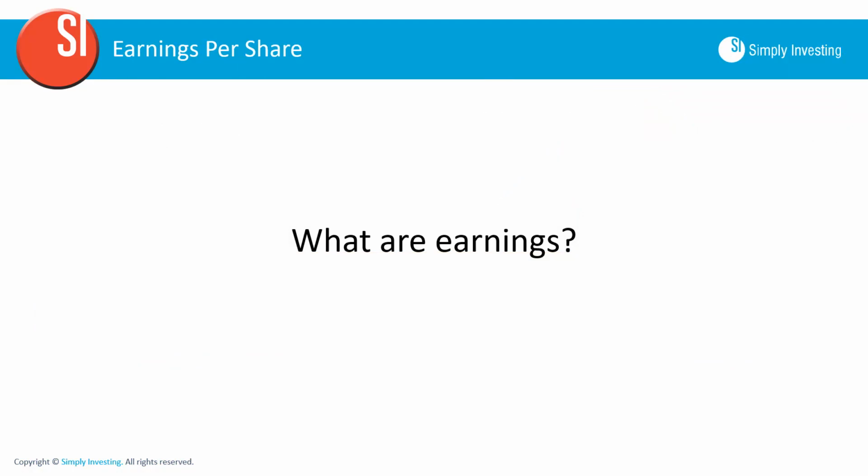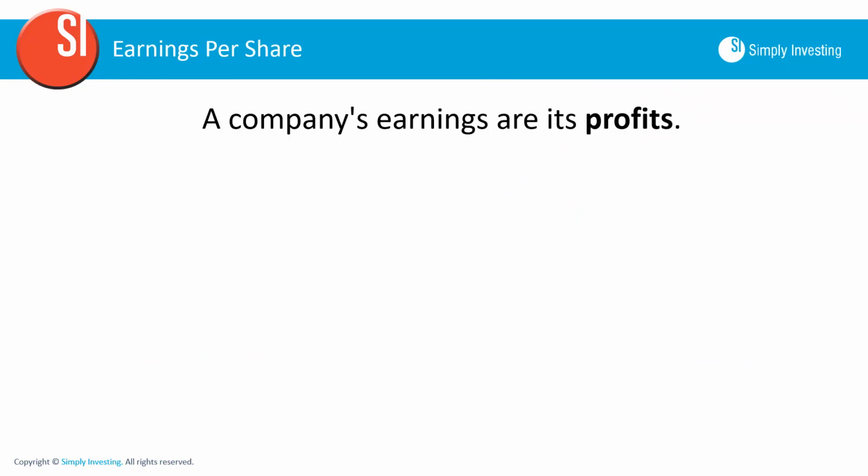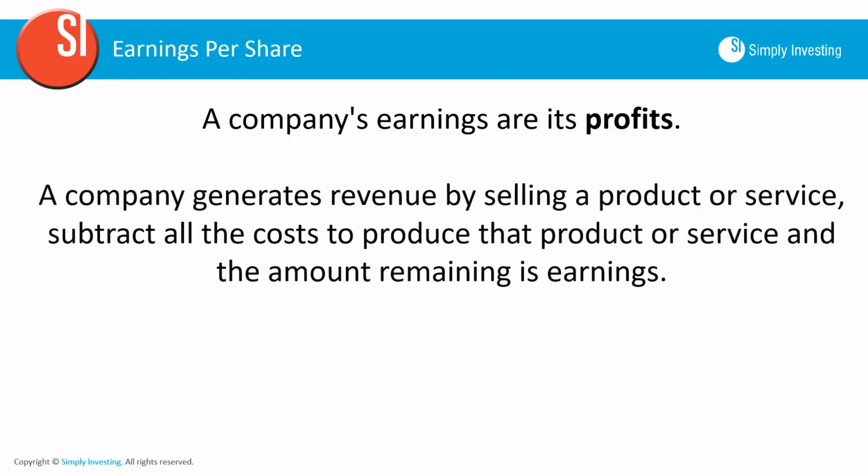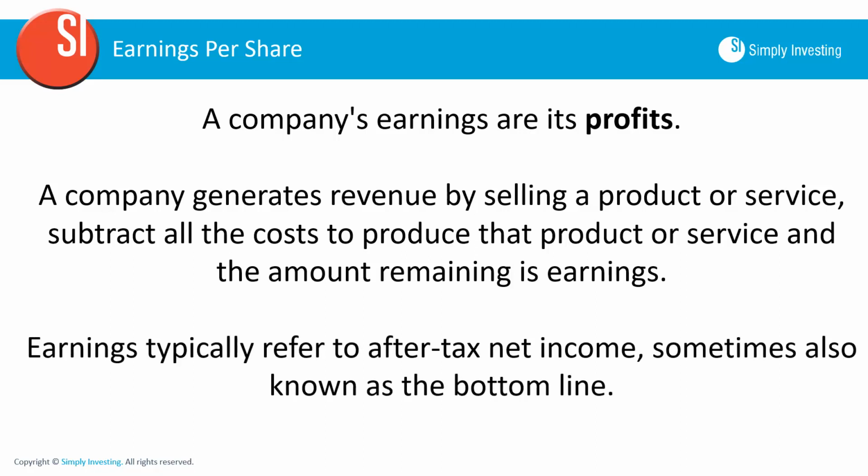What are earnings? Basically, a company's earnings are its profits. A company generates revenue by selling a product or service, then subtract all of the costs to produce that product or service, and what's left are the earnings. Earnings typically refer to after-tax net income, also referred to as the bottom line.